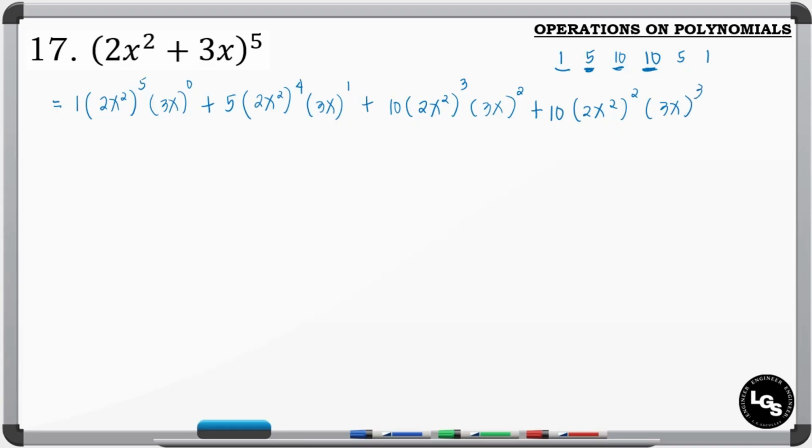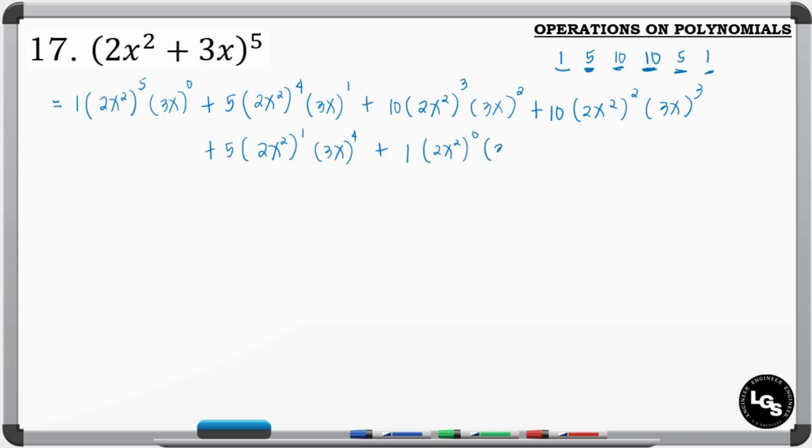3x raised to 3. So check your exponents and the coefficients if it's still correct. Then we proceed with the second to the last term, which is 5. So we have 2x squared raised to 1. 3x raised to 4. And for the last one, we have the imaginary 1, times 2x squared raised to 0. Because the previous is 1 already, so this will become 0.